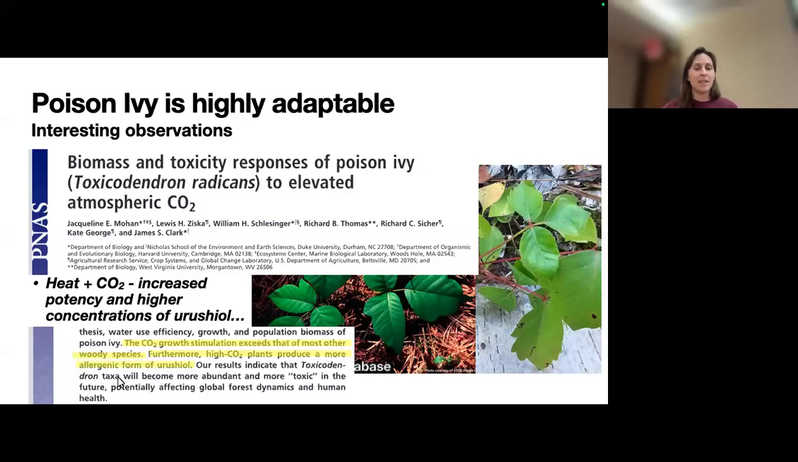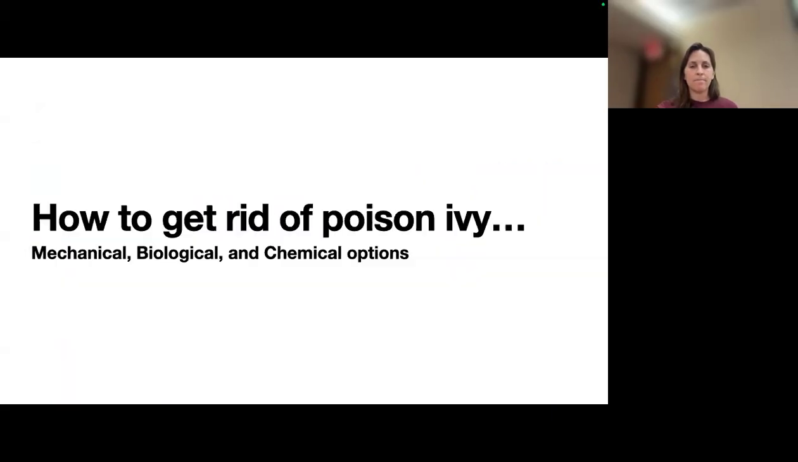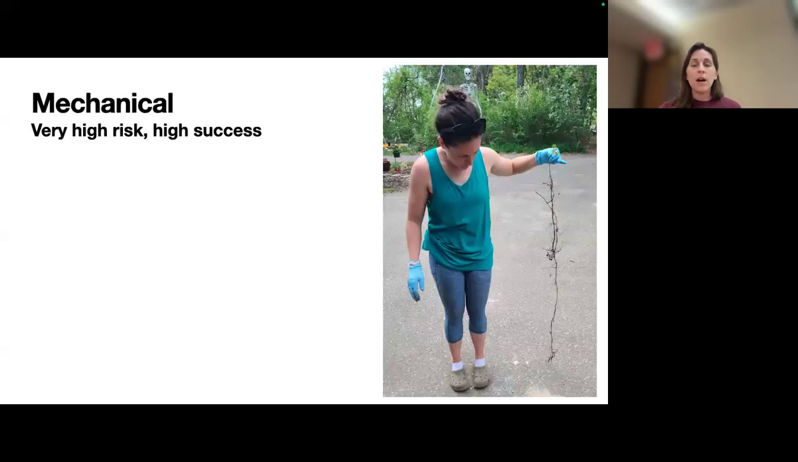And so if we think back to that original conversation about the double bonds, chances are it is producing a urushiol that has more double bonds, and so an increased allergenic form of urushiol. All right, so that is kind of the scientific background of poison ivy, and I'm sure that the question that people are asking is, okay, so how do I handle this, right? So we're going to dive into the mechanical, biological, and chemical options that you have available to handling poison ivy on your property.